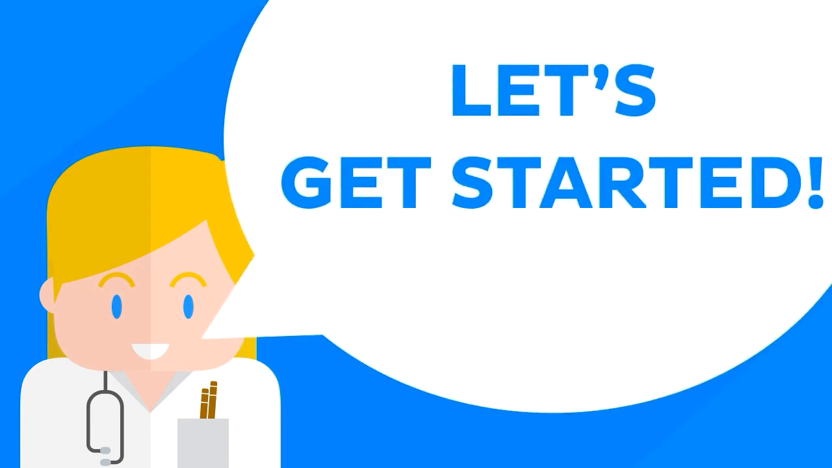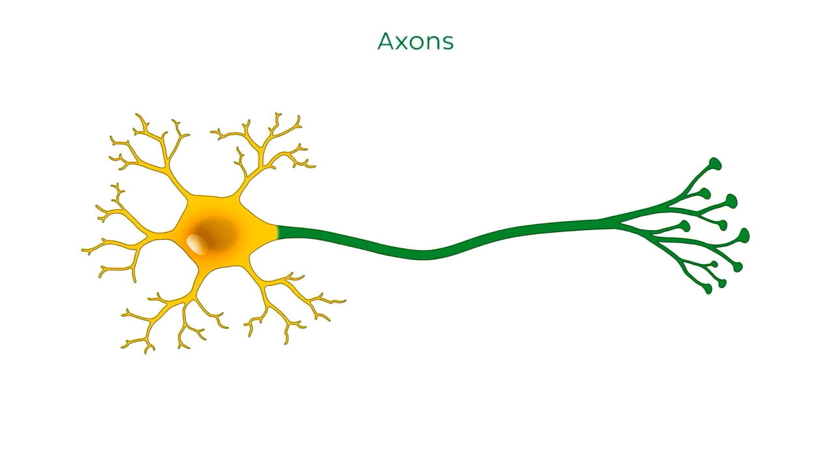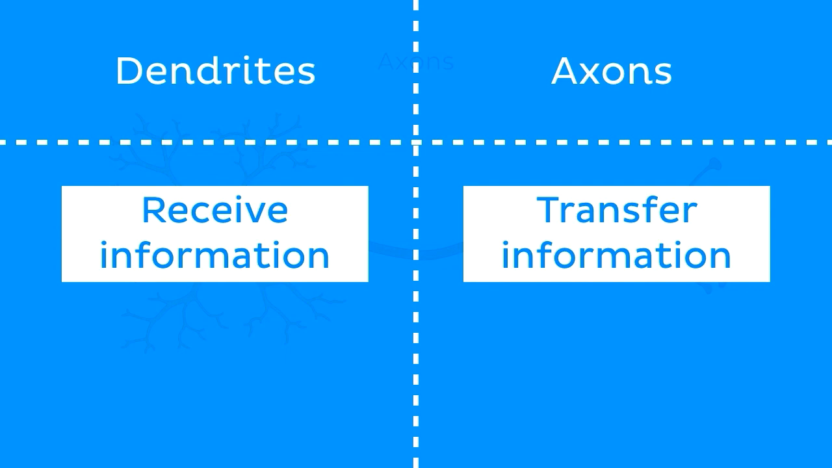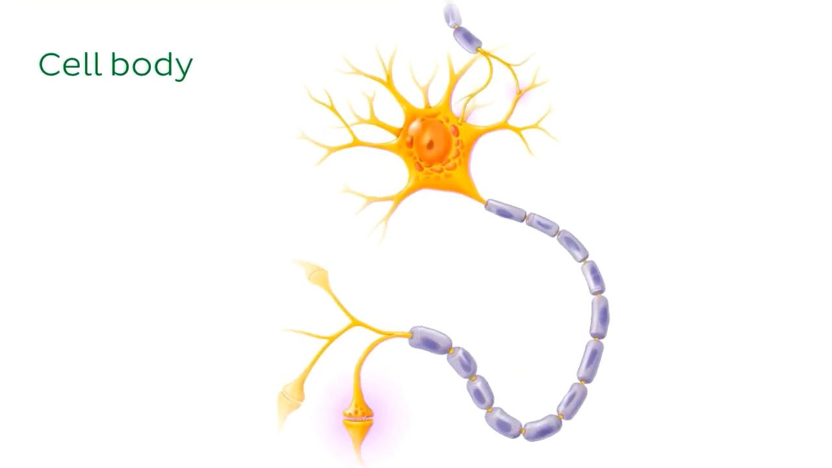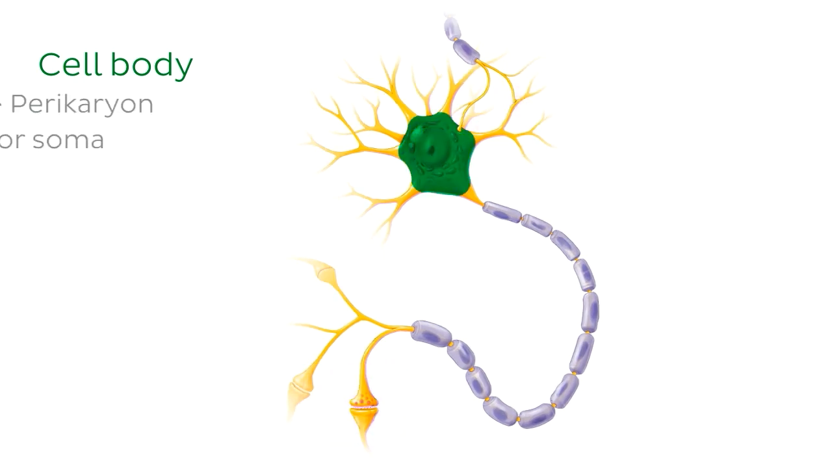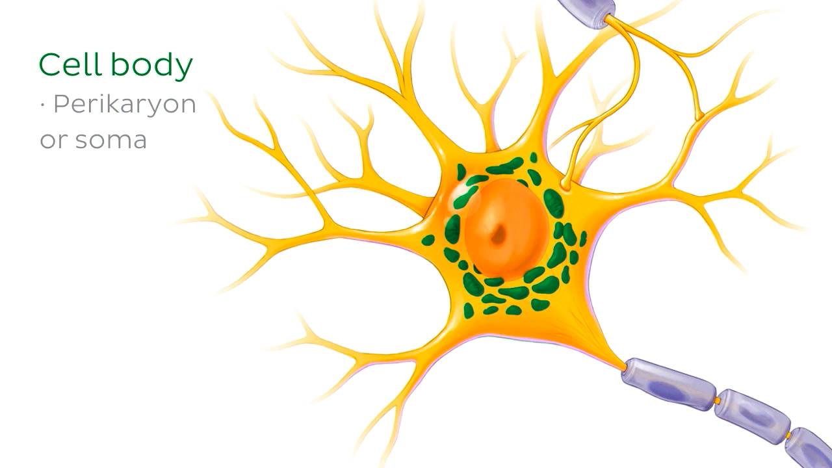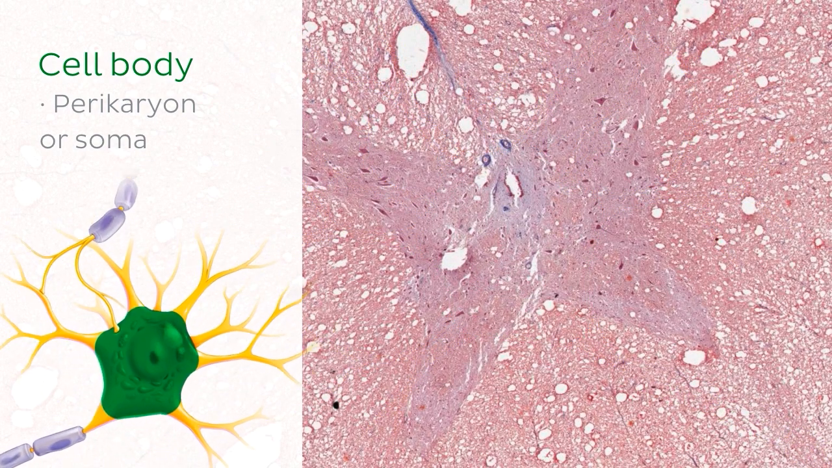Let's get started. Neurons are made up of three parts: a cell body, multiple dendrites, and a single axon. The dendrites receive information, while the axon transfers information to other neurons. Let's start with the cell body. The cell body, which is sometimes referred to as the perikaryon or soma, houses the nucleus and other organelles within its cytoplasmic membrane. In this image, we can see the cell body highlighted in green.